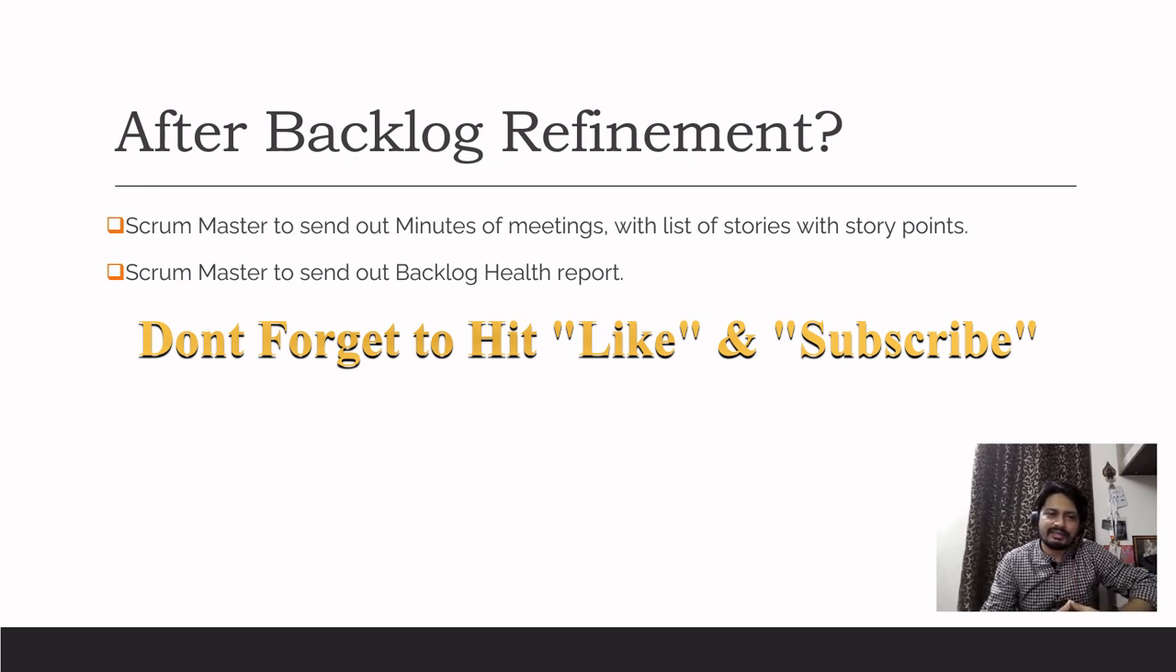That's the idea. And the Scrum Master can also send out a backlog health report. Again, it's not mandatory, but it's good to send. What is a backlog health report? If I have to explain quickly, it's how many user stories are there in the backlog, and out of which how many are prioritized, and out of those prioritized user stories, how many are refined and estimated. So it will give a fair idea to everyone, the Scrum team as well as the stakeholders, of what all things are refined and estimated and on top of the backlog, which they can expect in the near future, right? Okay, so these are the few things that we do after the backlog refinement.